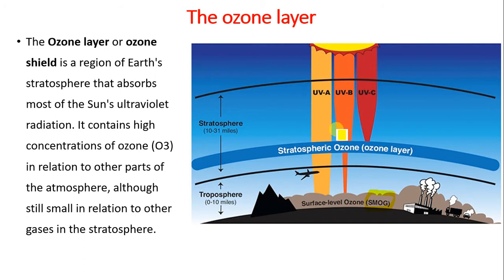Now, if you look at this, we have ultraviolet radiation from the sun: ultraviolet radiation A, ultraviolet radiation B, and ultraviolet radiation C. As they pass through the atmosphere and get to the stratospheric ozone layer, you find that ultraviolet radiation C is totally absorbed.